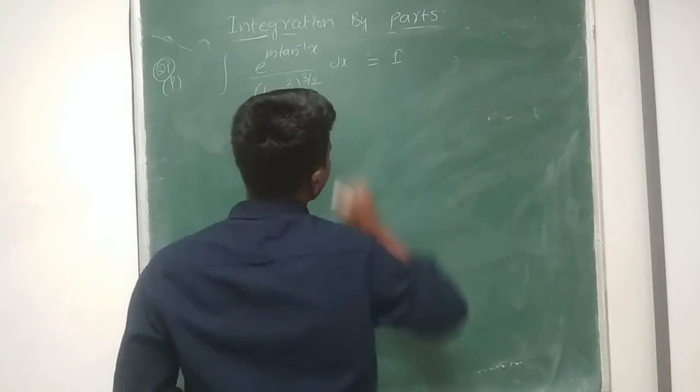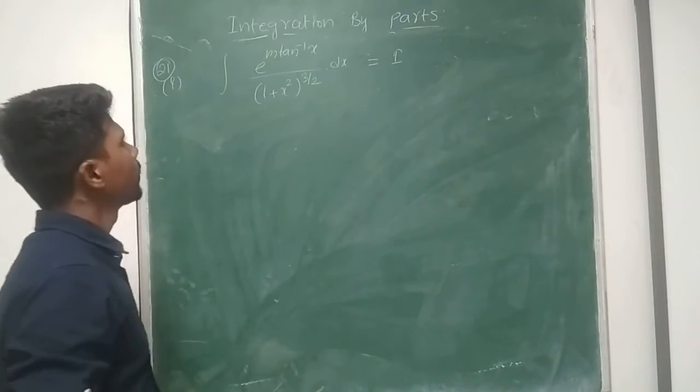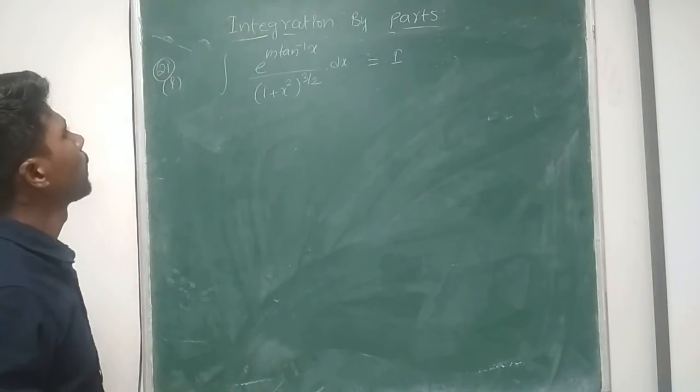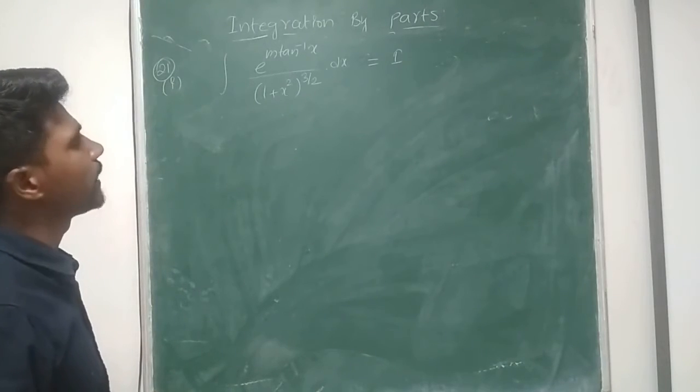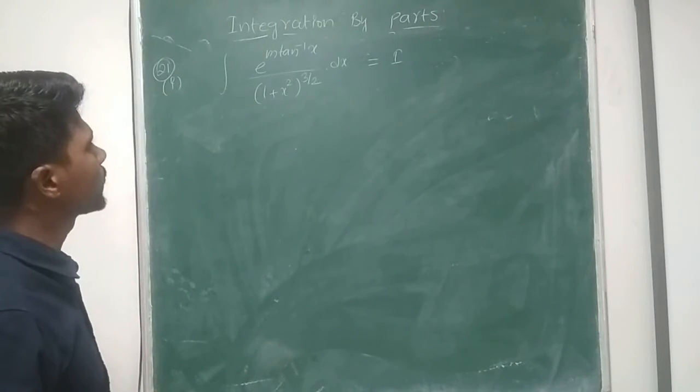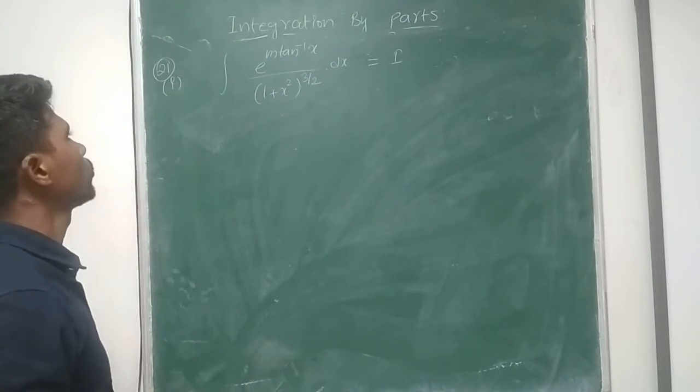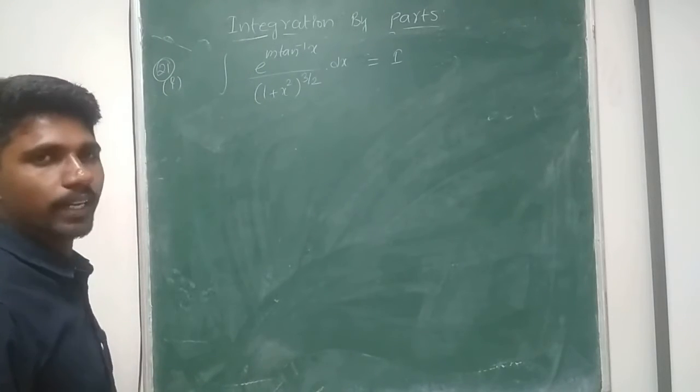So consider this one as I and start simplifying. If I consider m into tan inverse of x as some t, we can leave m also. We can consider tan inverse of x directly as t.